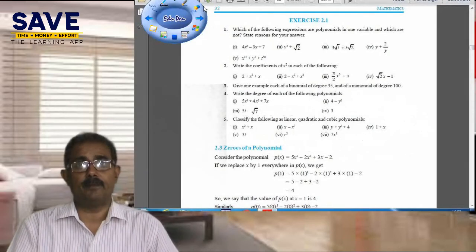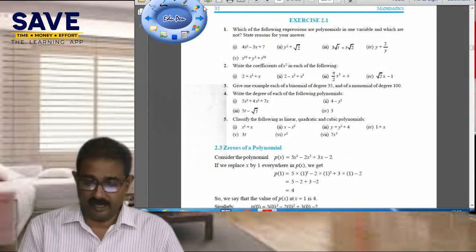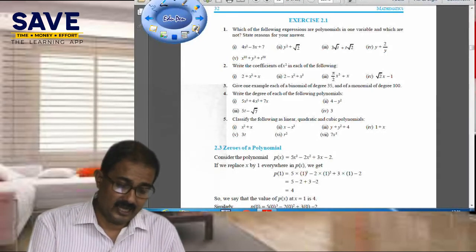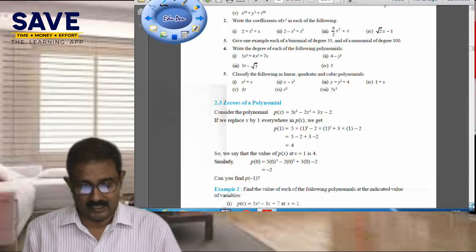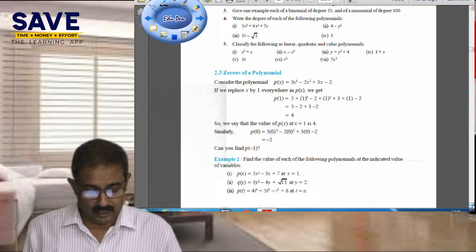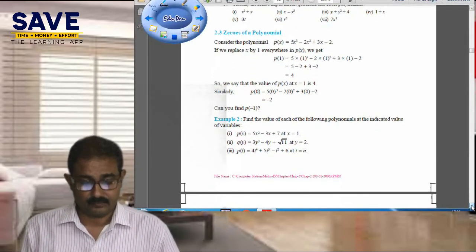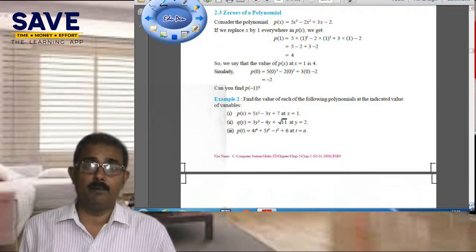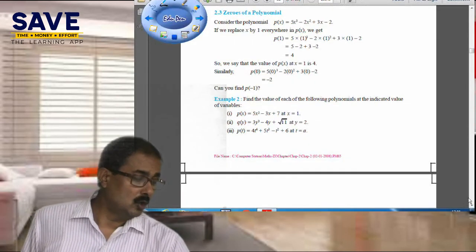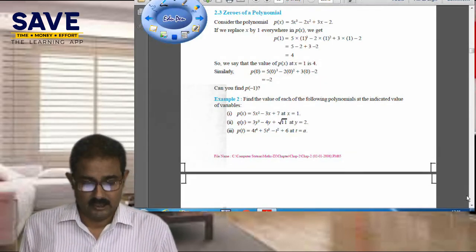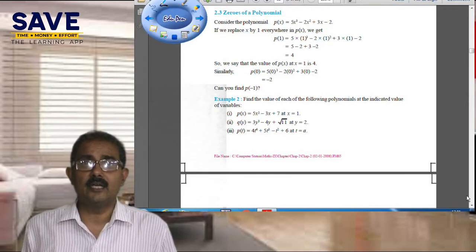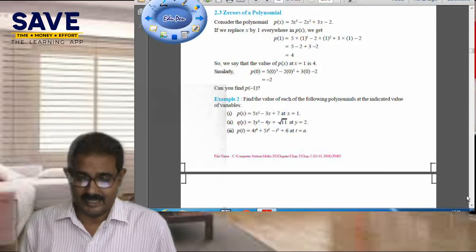2.1 of this chapter polynomial, which is a very easy exercise, and most of the things you have done in your lower classes also. Degree you have also done in your lower classes, and monomial, binomial, trinomial also you have done in your lower classes. So we'll discuss the next exercise in the next lecture.